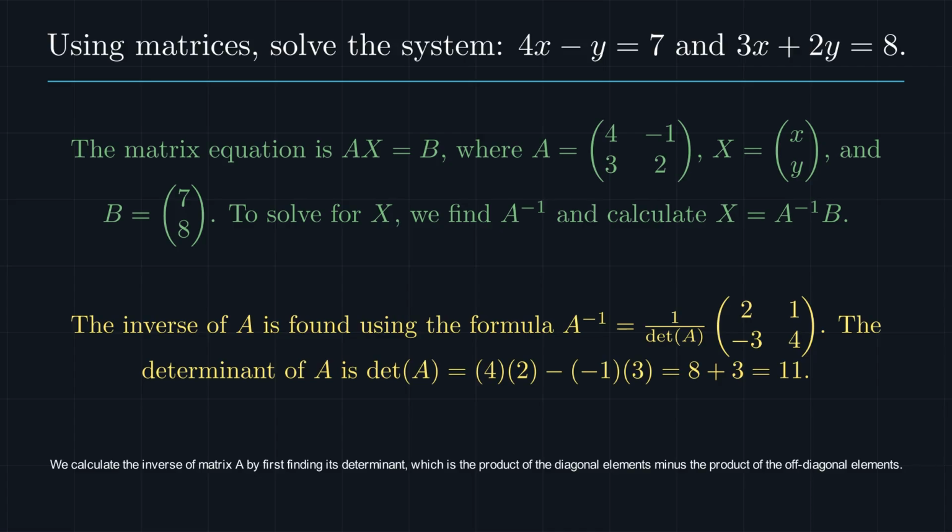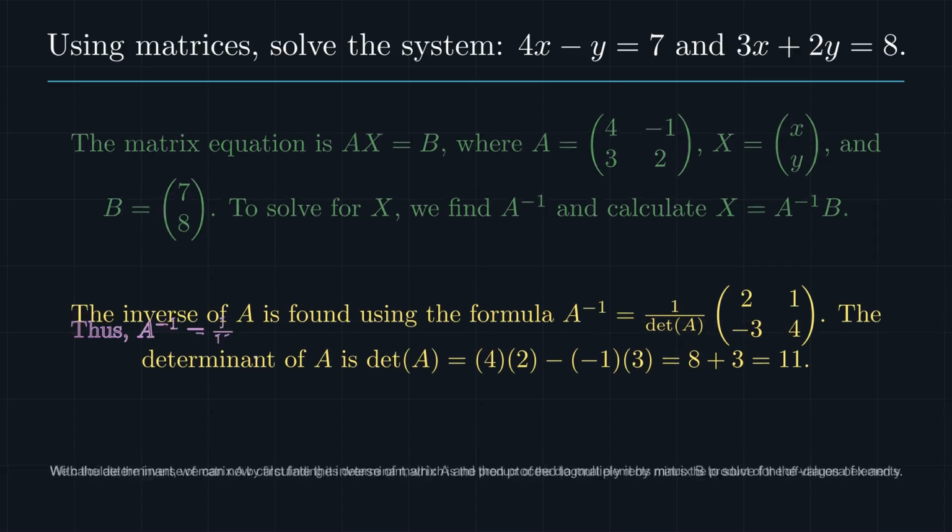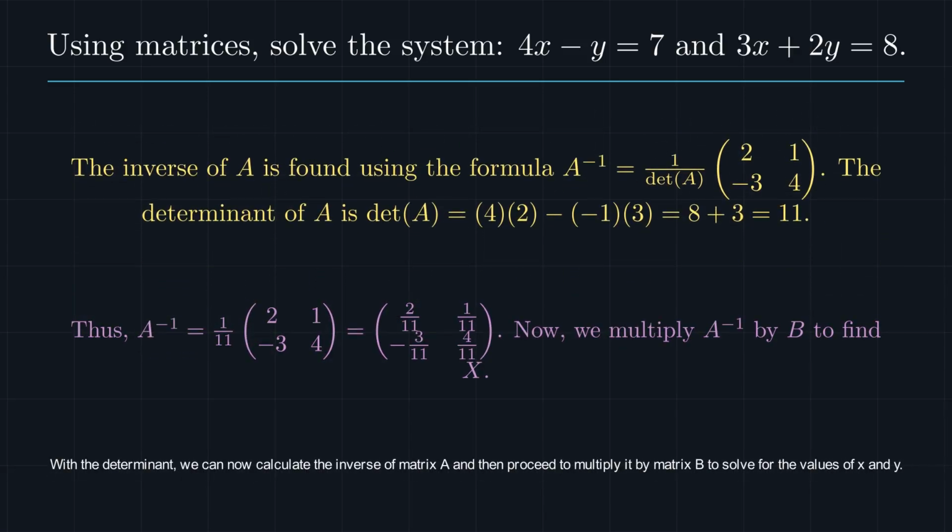We calculate the inverse of matrix A by first finding its determinant, which is the product of the diagonal elements minus the product of the off-diagonal elements. With the determinant, we can now calculate the inverse of matrix A and then proceed to multiply it by matrix B to solve for the values of x and y.